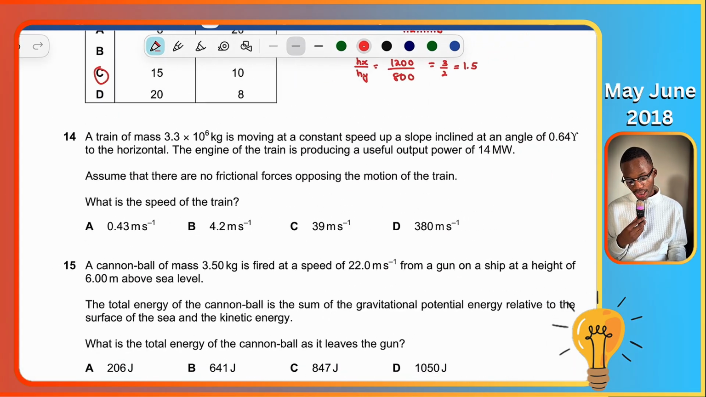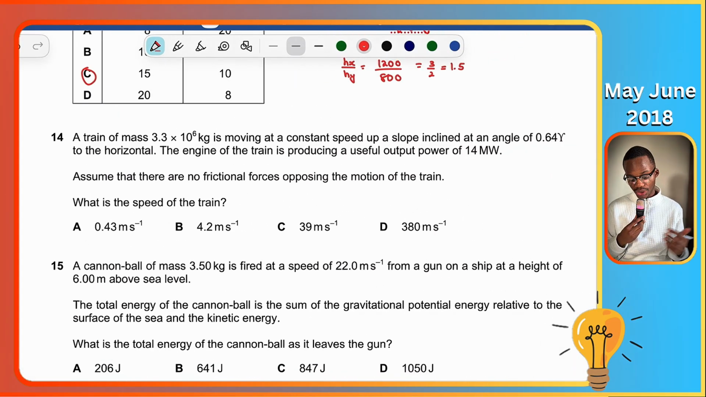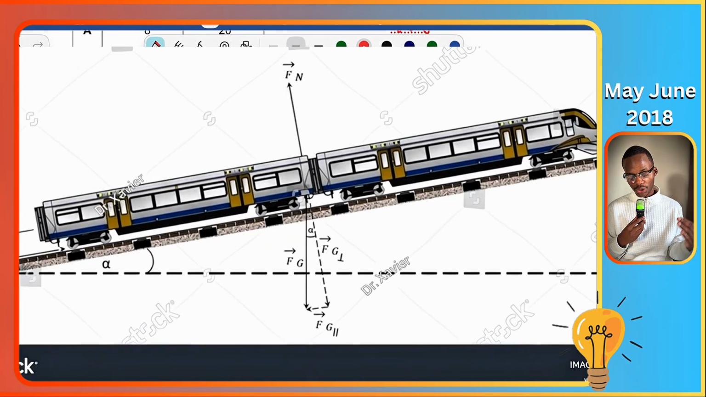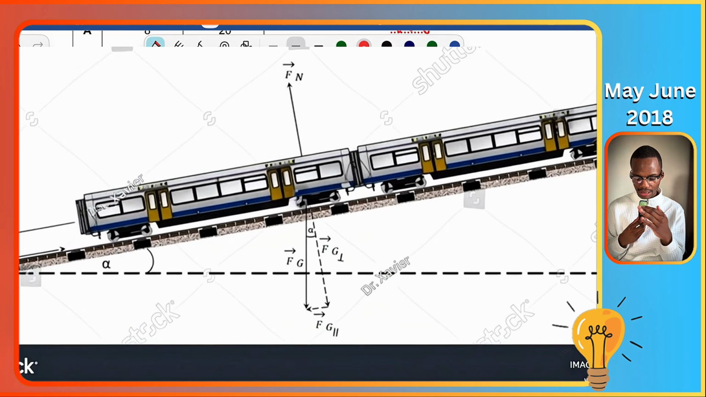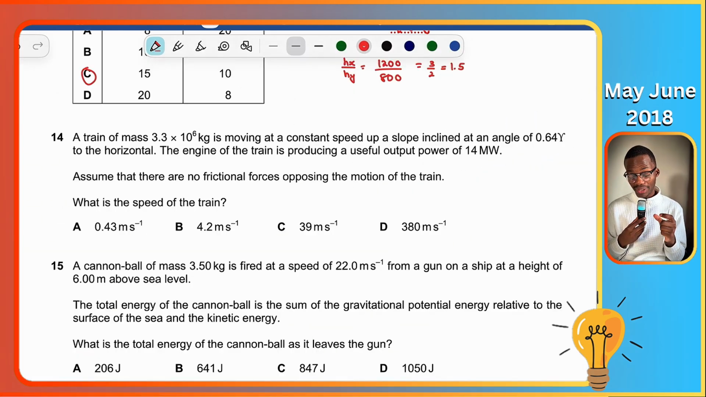Question 14. We have a big train that's moving, and the train has a mass of 3.3 times 10 to the power of 6. It reaches a slope and starts moving up. The slope is inclined at an angle of 0.64, and it moves up with a constant speed. The speed does not change. The engine produces a useful power output, and we want to find the speed of the train.